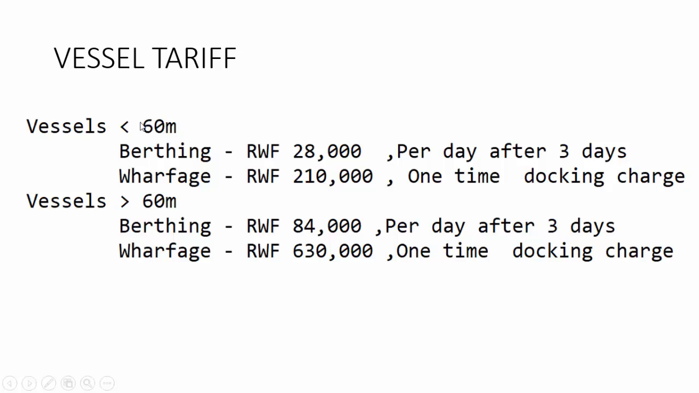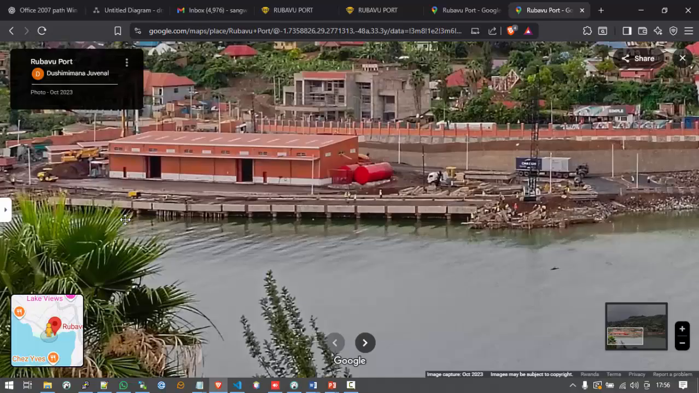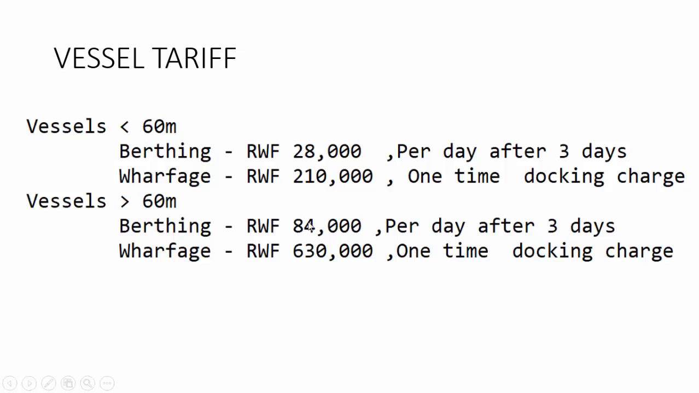For vessels that are less than 60 meters, berthing or wharfage are tariff 28 and 210,000. But vessels that are longer than 60 meters pay more. Why? Because when they are longer, we run out of space at the port. So that's the idea behind the different amounts paid by vessels based on their length.